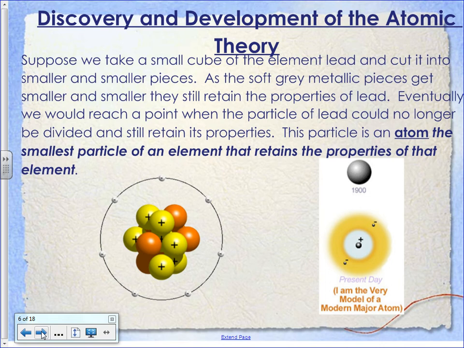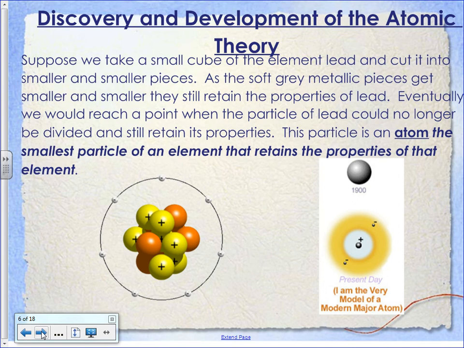Because iron's an element. It's not a compound. It's not made up of other things. It's a pure substance. It's an element. When I get down to the atom level, every single atom looks the same. They have to be, or they won't be iron.